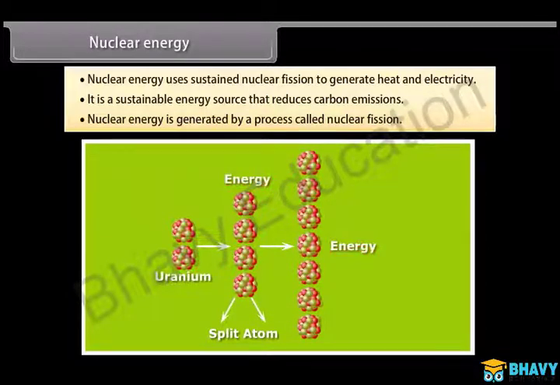For example, the fission of an atom of uranium produces 10 million times the energy produced by the combustion of an atom of carbon from coal.